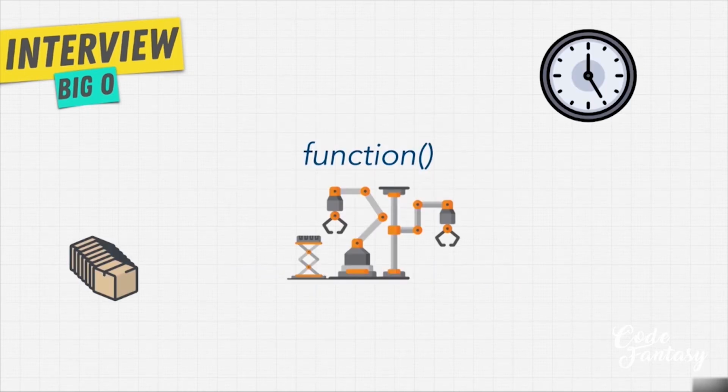If we look at this with an example, if we had an array of boxes here, and we run it through the function that just takes the first item in the array, well, the number of operations is 1. No matter how big the number of boxes are, we're only doing one thing. So it's a constant time.